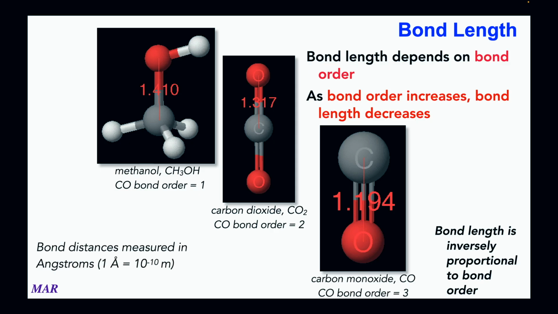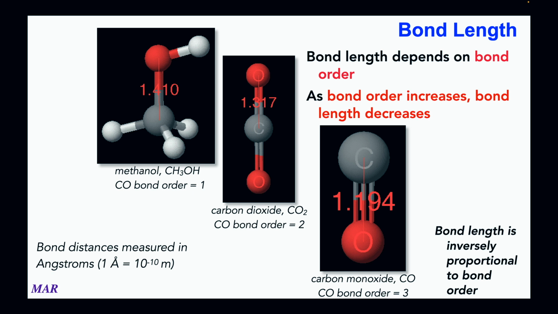Here are 3 carbon-oxygen bonds. The first one in the upper left is methanol, which has a CO single bond. The second one is carbon dioxide, which has a CO double bond. And carbon monoxide, the third one there, is a CO triple bond. Now, those values in red are angstroms, 1.410 angstroms, 1.317 angstroms, 1.194 angstroms.